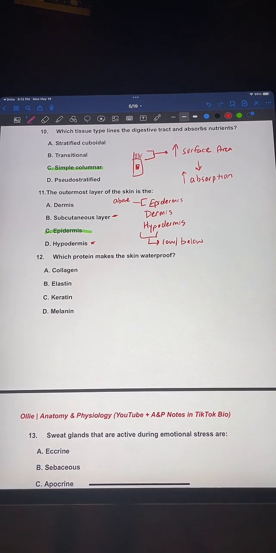B and D are the same thing. Yes, B and D are the same thing. Subcutaneous is just another way of saying the hypodermis. Two names, a little silly, but that is what it would be called.